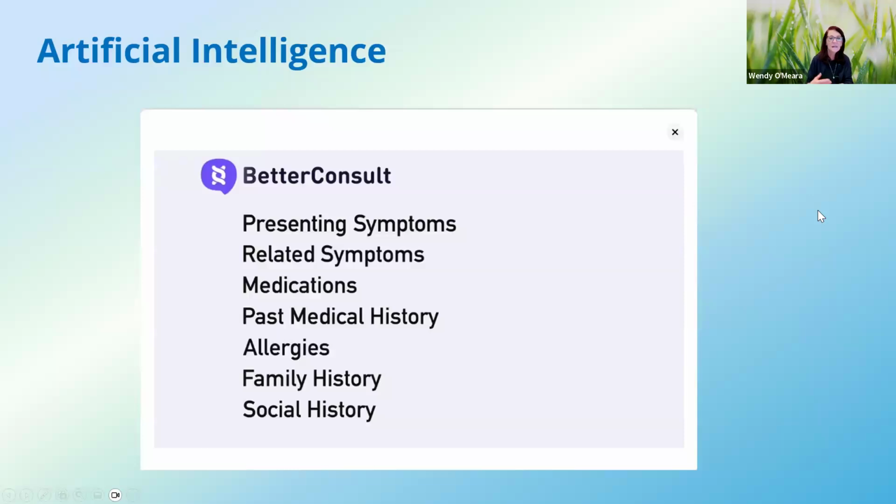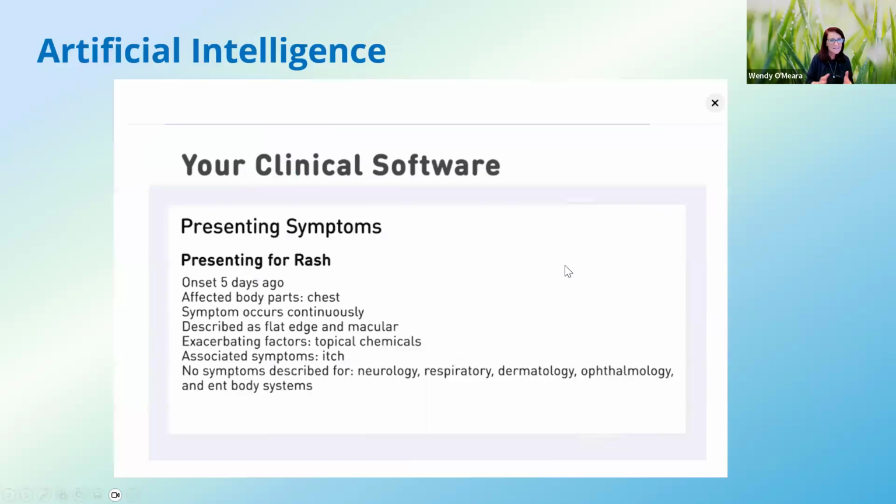And what it uses is things like presenting symptoms, related symptoms, what medications they're taking, any relevant history, allergies. So it probably takes a patient maybe 5 to 10 minutes to answer, but it certainly informs your decision at a later date. So you're going to then get something that looks like this, which is a really short version where the patient has replied to each of those questions. So looking at that quickly, you can see what the presenting symptoms are, and how long the patient's had it for, what they're using. It's really great, my GPs love it.